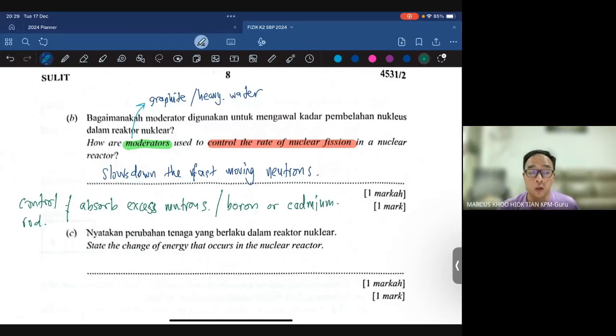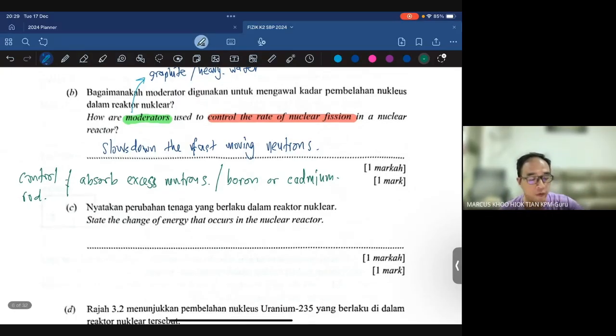Remember these as sets of answers, because when you know where each is placed, it's very easy to memorize. For the moderator, what is the function and what are the example materials. The same for the control rod, rod pengawal: what is its function and what are its example materials. You cannot mix this up. It's a set like that, so you must remember it as one set.